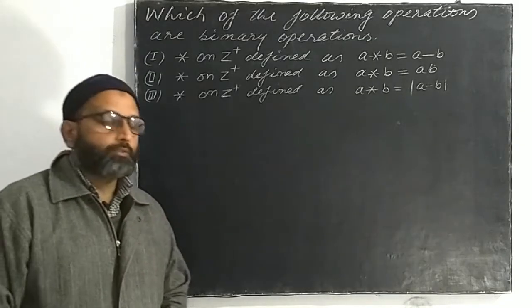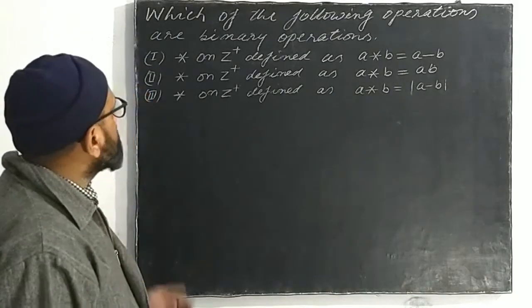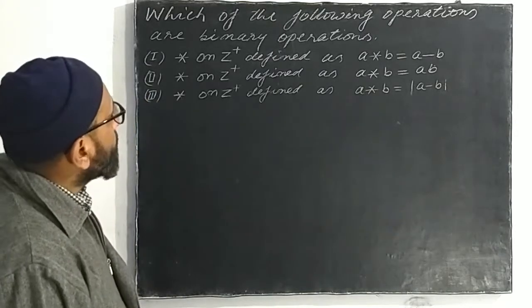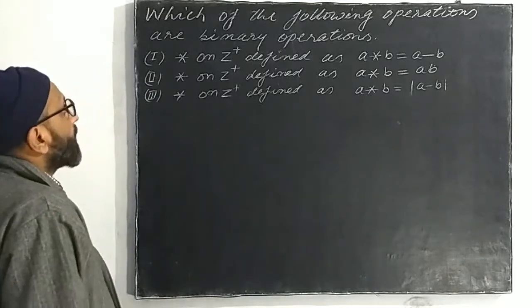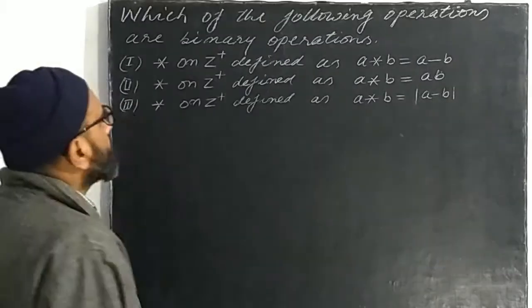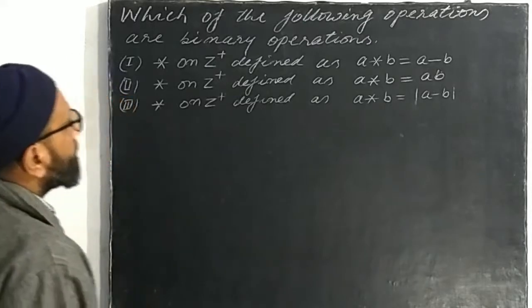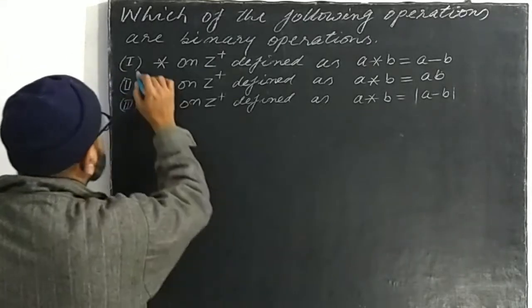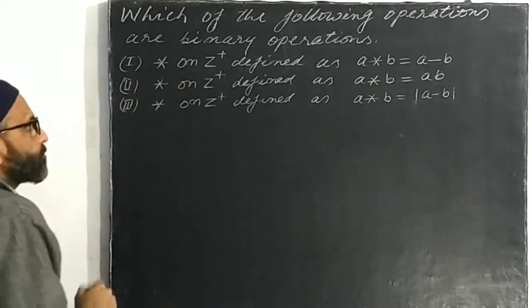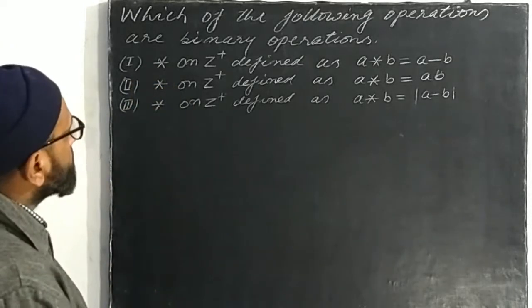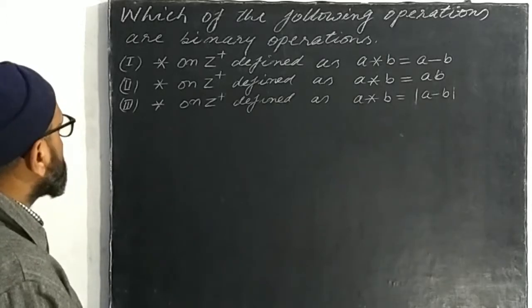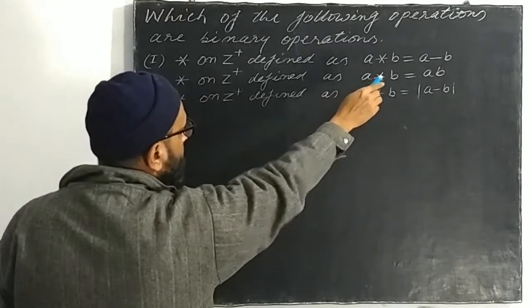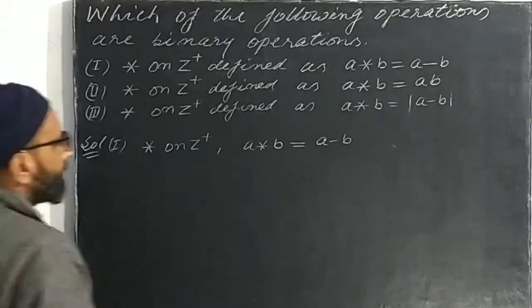Today in this video I am going to give you some examples on binary operations, and the question is, which of the following operations are binary operations? So here I want to give you a quick revision of this topic. I have taken three sums where we have to check whether the given operations are binary or not. The first one is star on Z plus, defined as a star b is equal to a minus b.